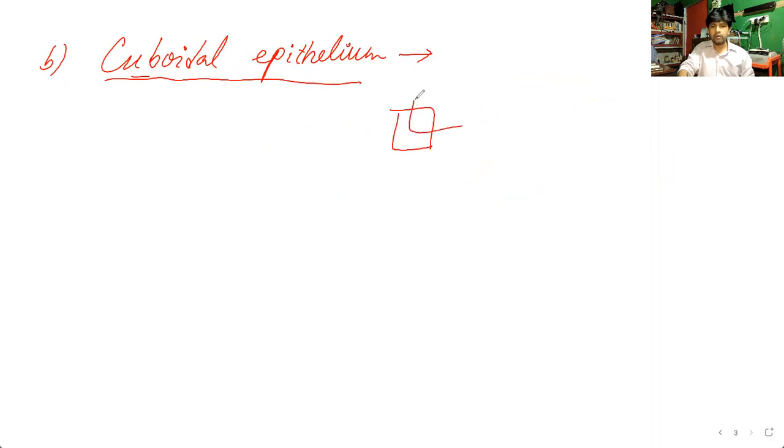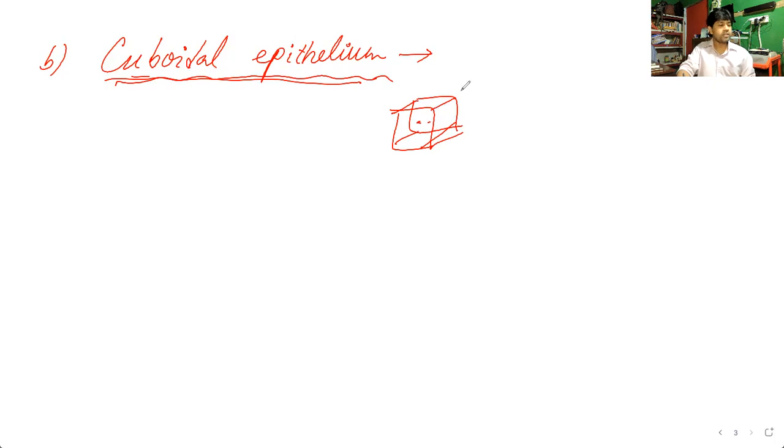I think all of you know. So this is a cube. So their shape is like a cube, okay. So the structure of the cell is like a cube. Already I told you that these different types of epithelial tissue are named according to their shape. So these cells are cuboidal in structure.